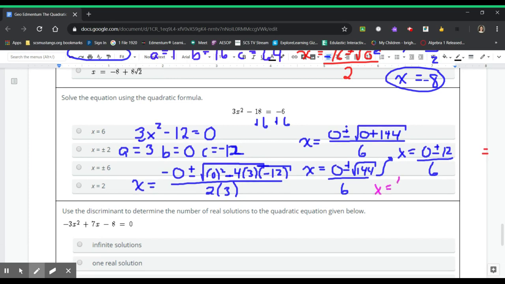X is going to be equal to 12 divided by 6, and x is going to be equal to negative 12 divided by 6. So x is going to be equal to 2, and x is going to be equal to negative 2. So if we're looking for that answer, the one that has both a positive 2 and a negative 2 is going to be the second one right here. And this is the way they write plus minus whenever it's both of them. So what that means is x is equal to positive 2, and x is equal to negative 2, and that's just a shorthand for that.